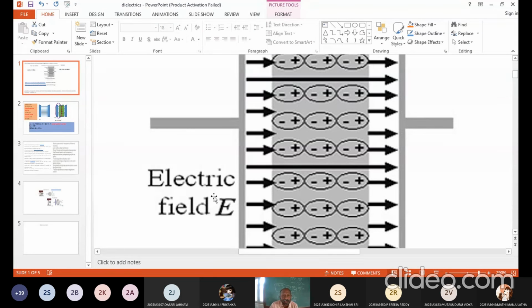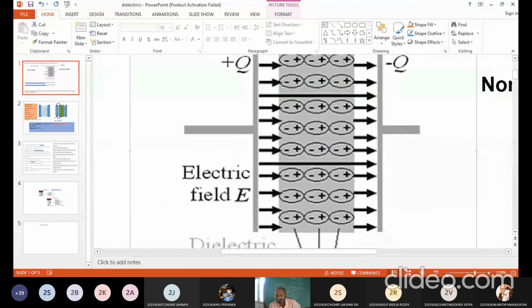So as you see here, the left hand side metal plate will have positive charges, and the right hand side metal plate will have negative charges, because of which there will be some lines of force generated. I'll come back to this, but first I'll go to the next slide and come back.